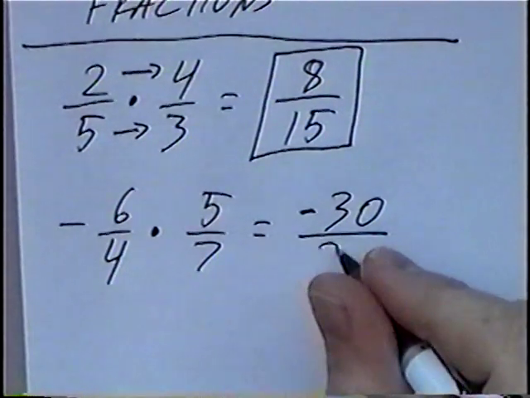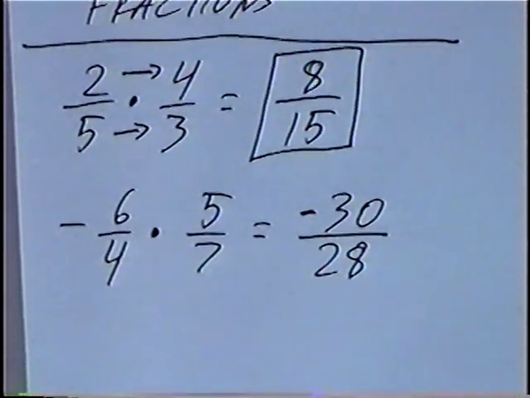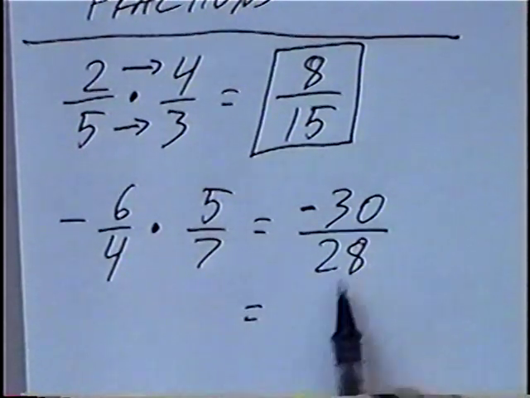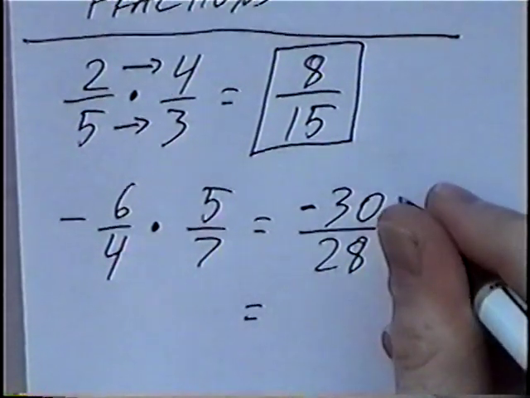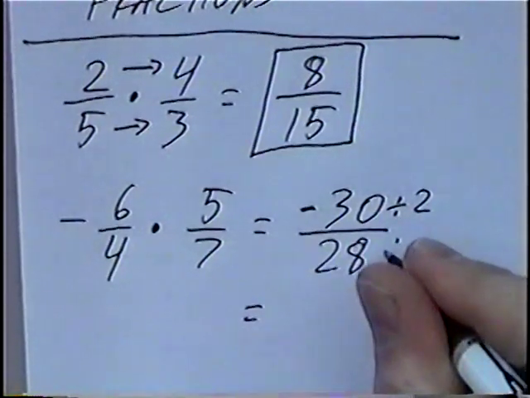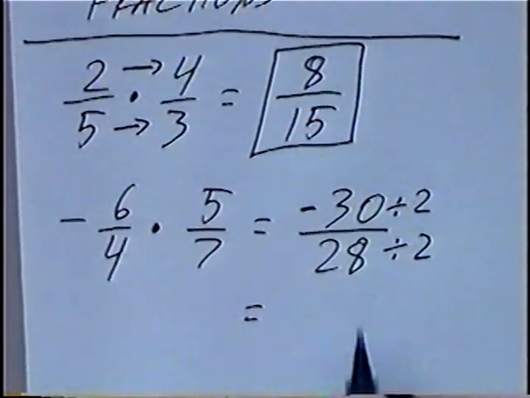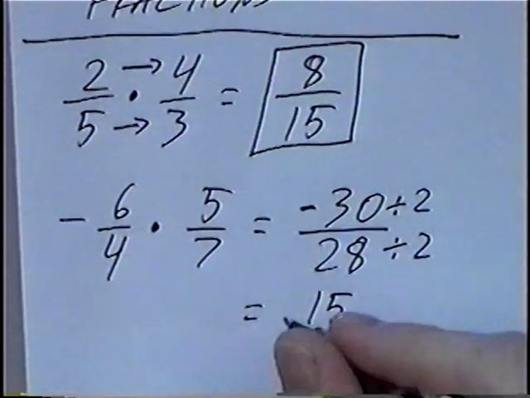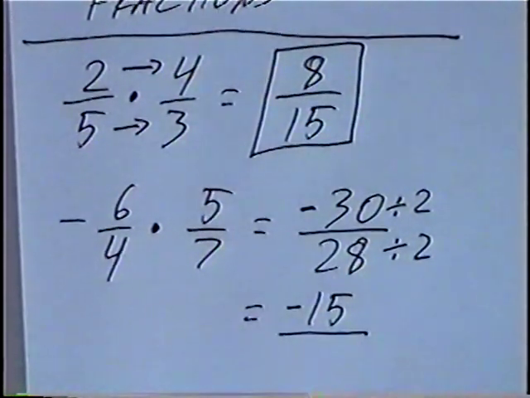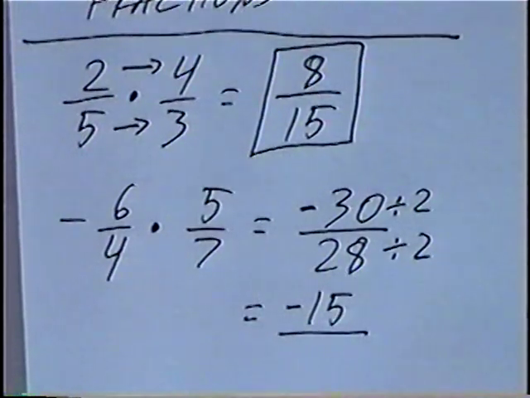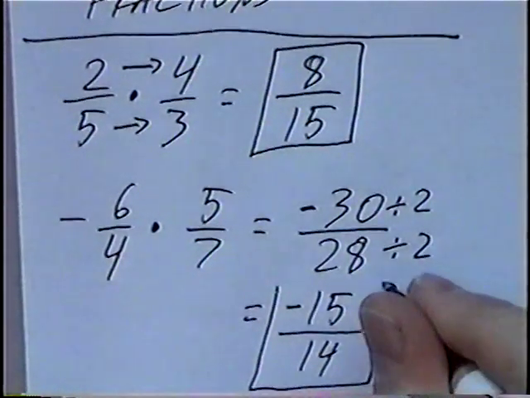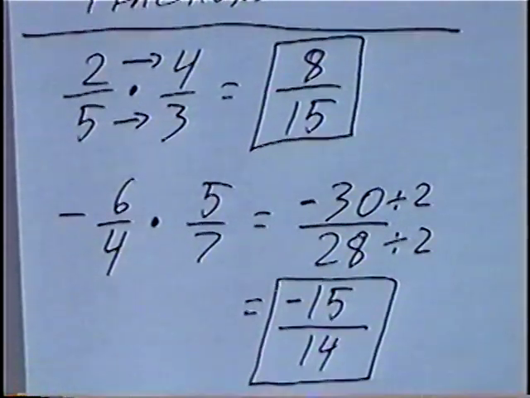4 times 7, which would be 28. Again, reduce fractions when possible. If we have 30 and 28, we can divide each of these by 2. So 30 divided by 2 would be 15. With a negative, we'll have negative 15. Divided by 28 divided by 2 would be 14. So our final answer, negative 15 over 14.